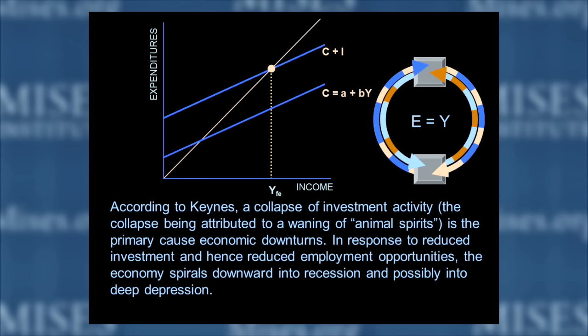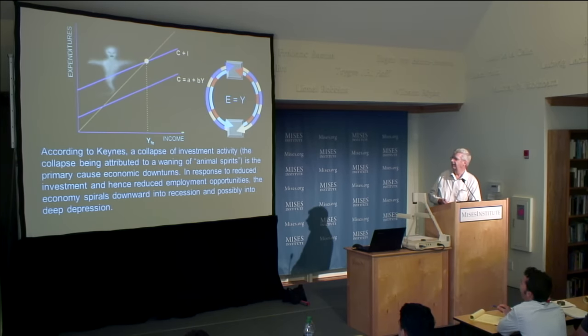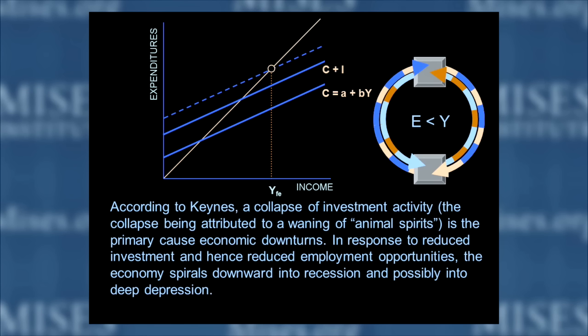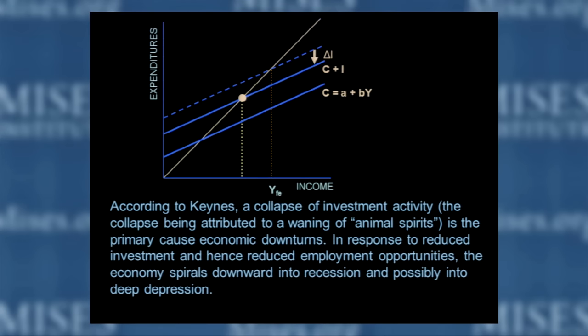In response to reduced investment and hence reduced employment opportunities, the economy spirals downward into recession and possibly deep depression. Well, oh, there's the animal spirits. Yeah, that would spook anybody, wouldn't it? And when that happens, investment goes down. Now I'm making fun of Keynes, I know, but... And so you can see there's excess inventories there, and you can see them piling up here. So something's got to give, okay? Now, what happens, of course, is the economy crashes and goes to a much lower level of income.